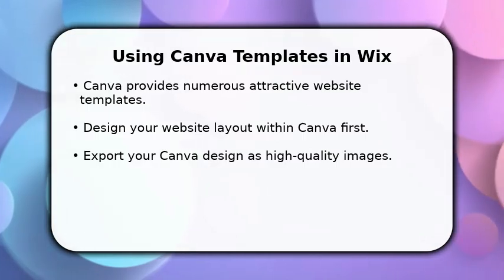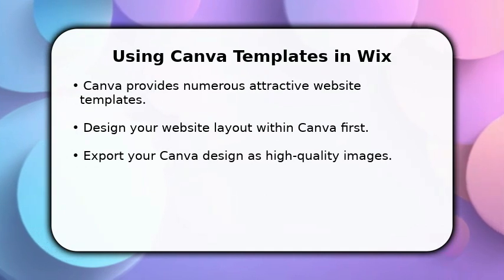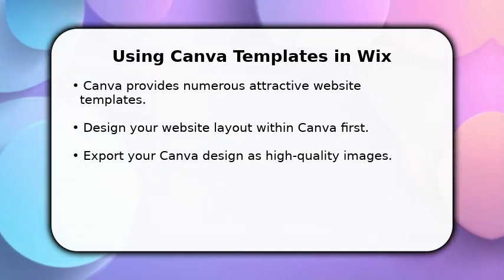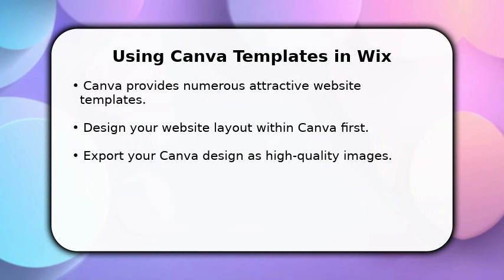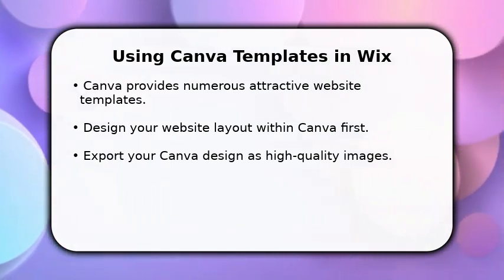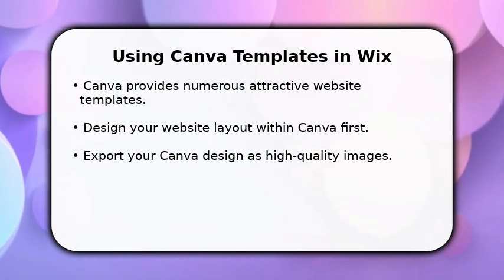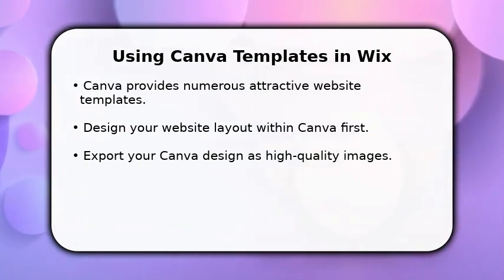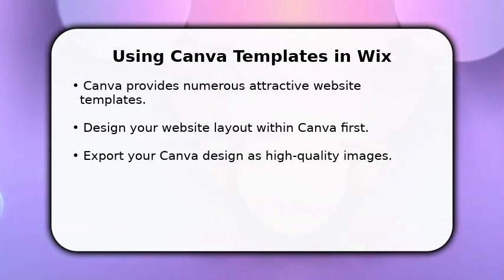In this video, I will explain how to use Canva website templates in Wix. First, choose a template in Canva that fits your vision. Customize it with your branding, colors, and content. Once your design is complete, export each page as a high-resolution image, such as a PNG or JPG file. This prepares your visual layout for transfer.